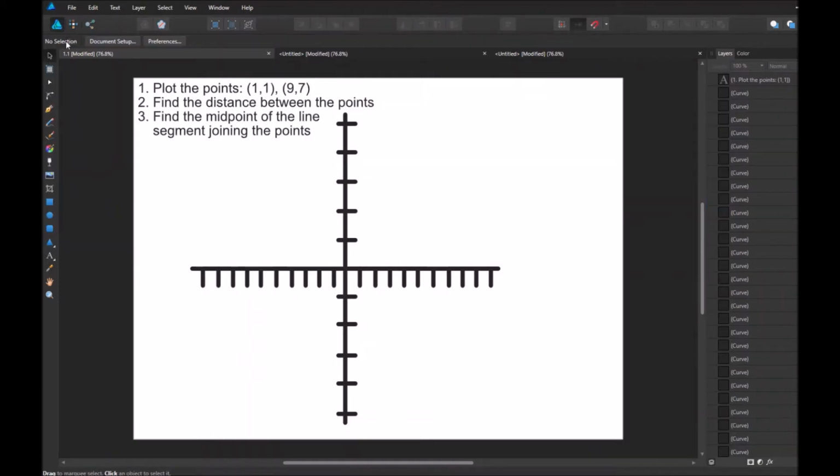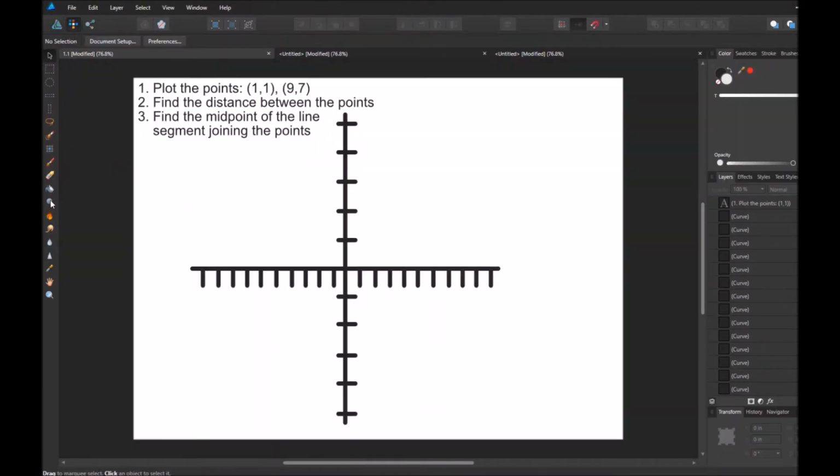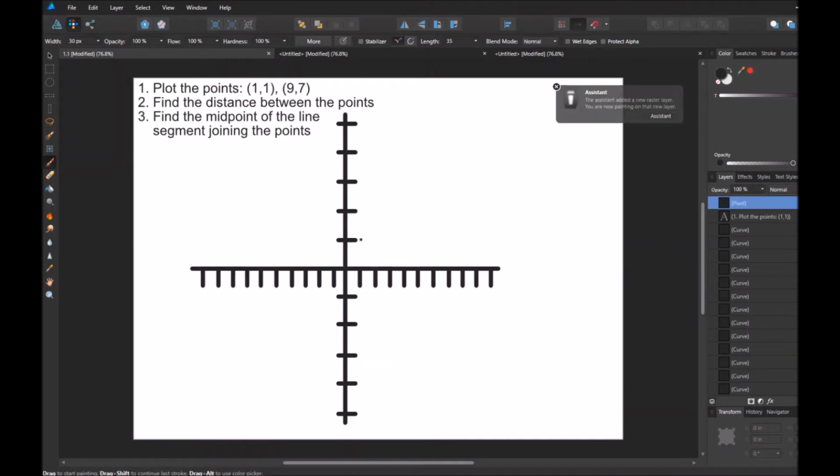Okay, so in this next problem we're asked to do 3 things. We're asked to plot the points given, find the distance between the points, and find the midpoint of the line segment joining the points. So let's start off by doing this first part, plotting the points. So the first point we're given is 1, 1. So we go 1 space to the right of the origin, and then 1 space above the origin to get that point right there. That's 1, 1.